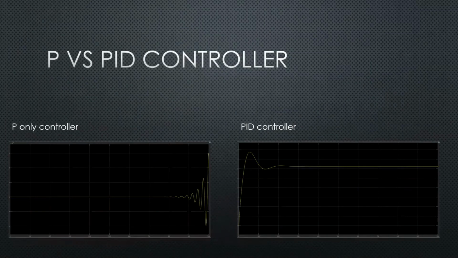For the P-only controller, when Kc equals 23.8, the system is unstable. Then after changing into PID using the ZN method, the system becomes stable, and as you can see, there is less overshoot and the ultimate value is reached even faster.